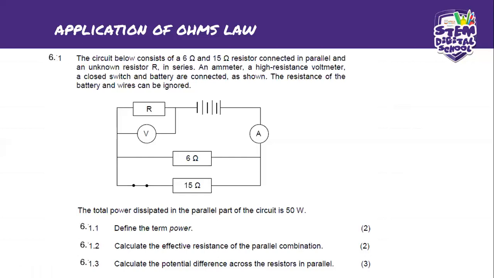The resistance of the battery and wires can be ignored, right? So which means that the current is flowing through the wires. Okay. So they say the total power dissipated in the parallel part of the circuit is 50 watts. So remember, guys, which means in this case, we're going to be using that triangle. Remember the triangle of power that we had? We did have a triangle for power as much as we had for current. So you can use the Ohm's law power equations. Okay. So it's 6.1.1.